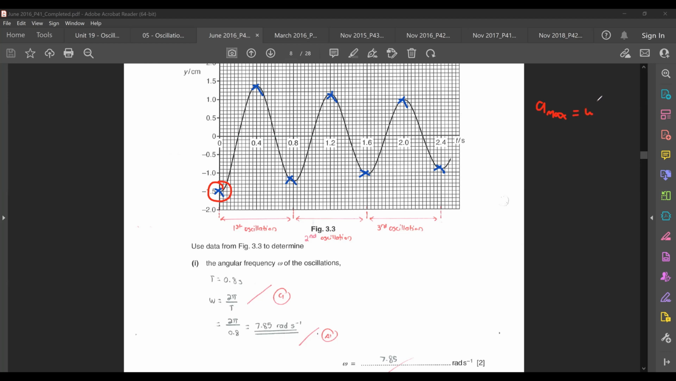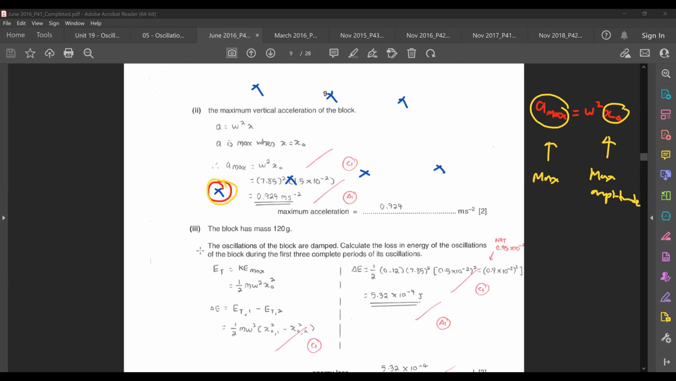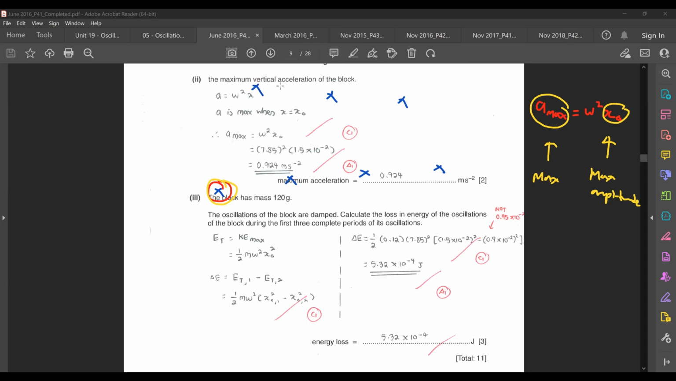A max is omega squared x naught. If you want to find the maximum value for acceleration, this one must be the maximum amplitude. So this one is where you get your maximum amplitude. Because you want the largest value of acceleration, you must use the largest value of amplitude available. You cannot just simply pick any point here. So you use that value. Remember to change it to meters from centimeters. You will get your answer as 0.924 meters per second squared.